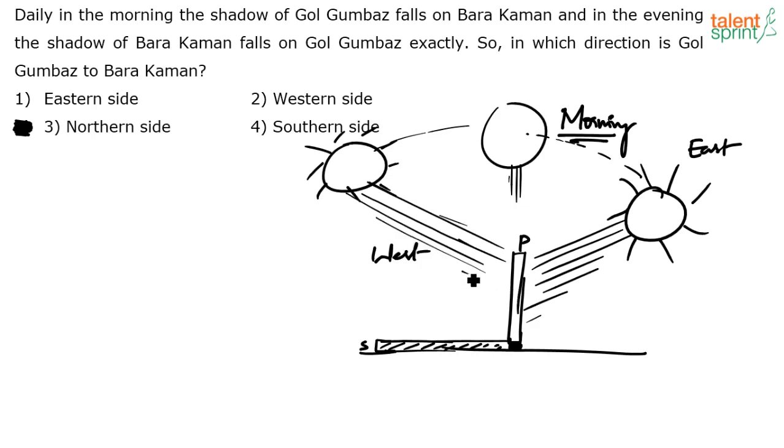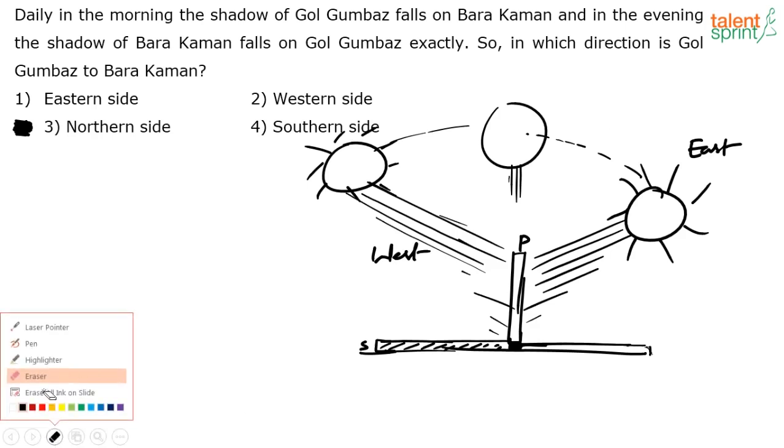The pillar is not moving. The pillar stands there, right? The pillar is here, but the shadow comes on this side. So this is like the morning shadow, and this is the evening shadow. You understand? I hope all of you have understood the concept. So the point that I'm trying to highlight here is that the shadow and the sun are always in the opposite direction, right?